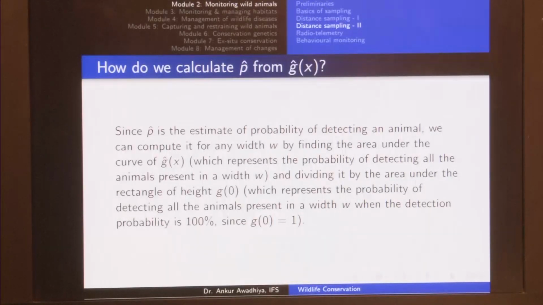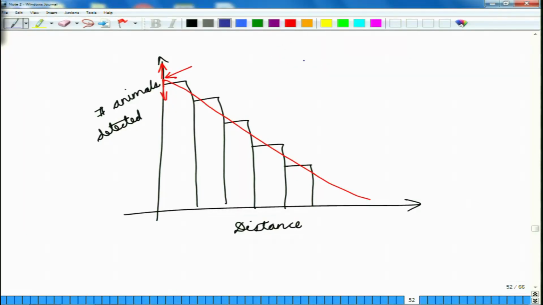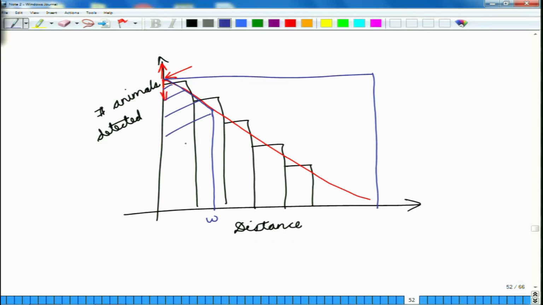So, what we are saying here is that at any distance, say w, the number of animals that are detected is given by the area under this curve till a width of w. So, it is given basically by this area, and the total number of animals that were there is given by the area under the rectangle of width w. So, it is given by this area.